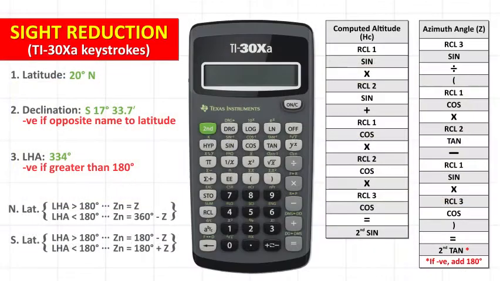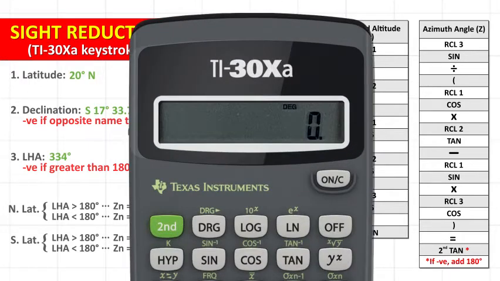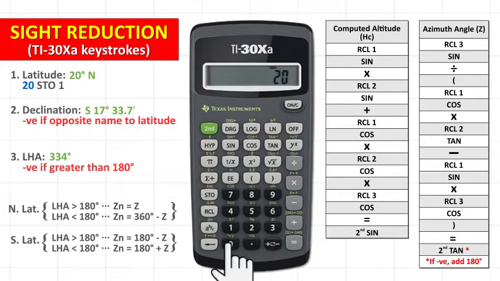Let's begin by storing the three values required for calculating the azimuth angle. First, check to make sure the calculator is in the degree mode. You should see degrees in the display. If the display shows radian or gradient, use the DRG button to toggle to degrees, or turn the calculator off. When you turn it on again, it will default to degrees. Enter 20 degrees for latitude. Press store and 1. M1 will appear in the display to confirm a stored value in memory 1.